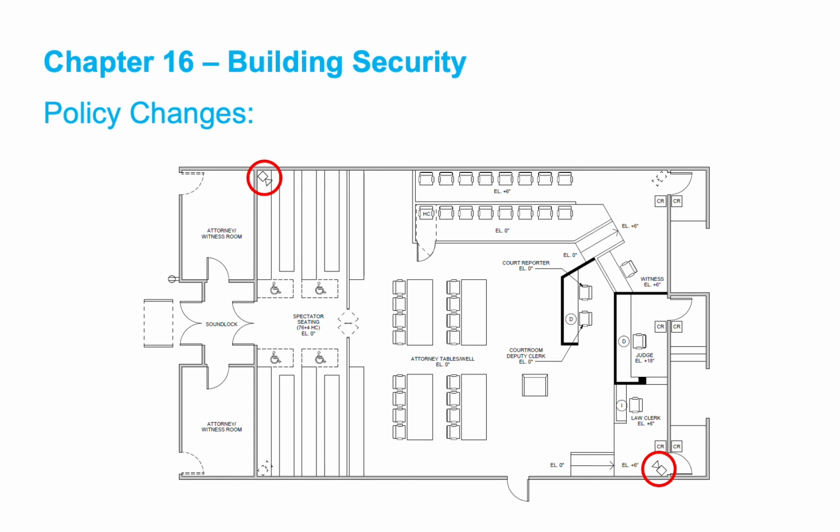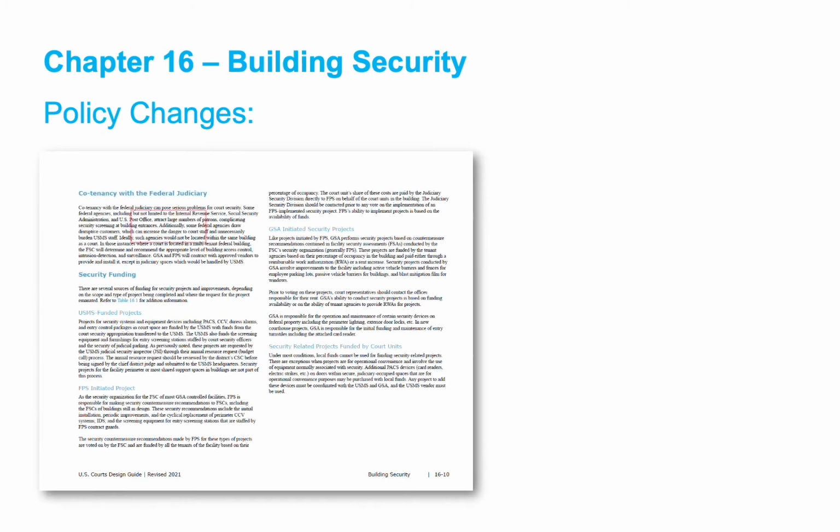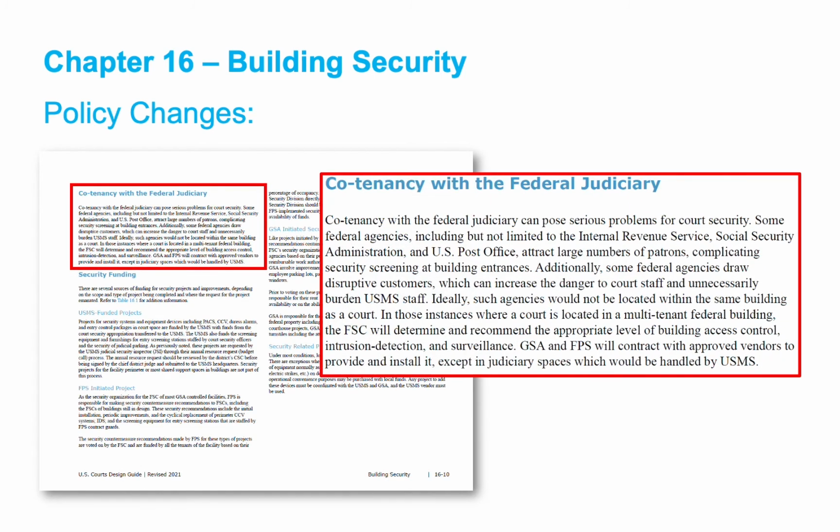In addition, the requirement for ballistic resistant material was added to be included at the courtroom deputy clerk station in addition to the judge's bench. The co-tenancy with the federal judiciary section was added to address instances where courts are in multi-tenant buildings.